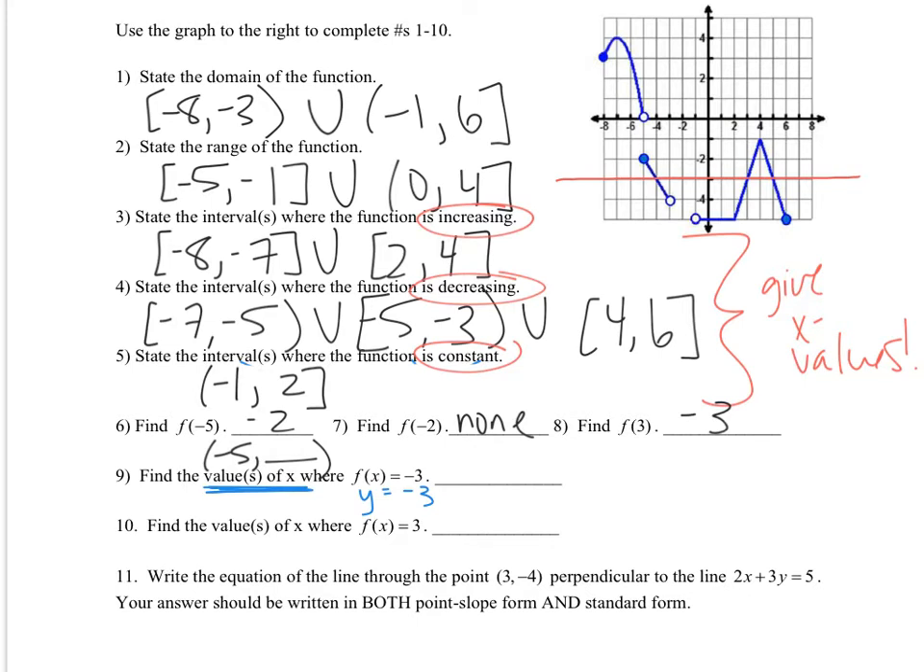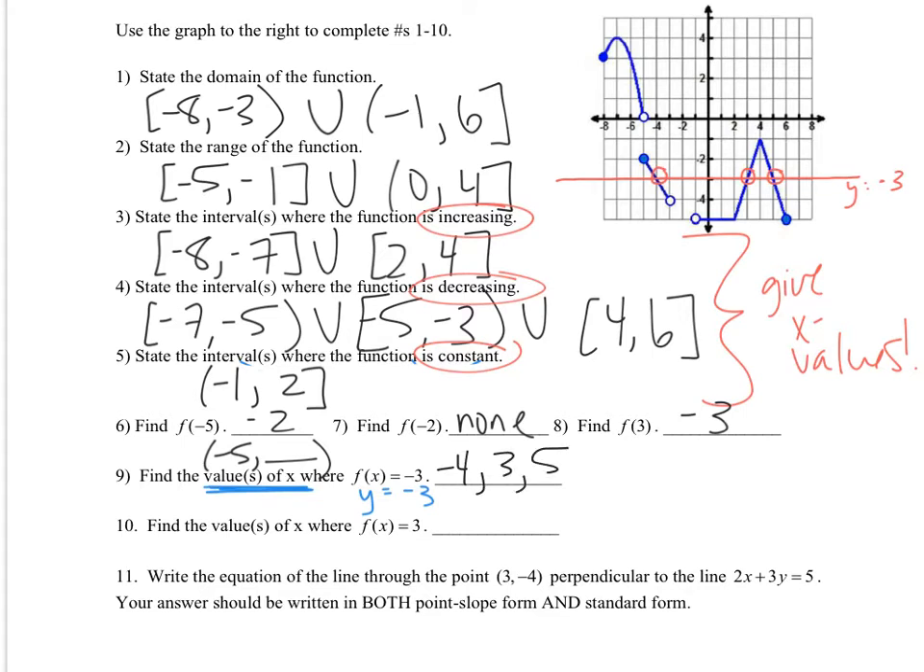When you draw the line y equals -3, where does it touch the graph? It touches the graph here, here, and here. So we actually have 3 answers. And so when y equals -3, it's asking me for the x value. So the x value here is -4, the x value here is 3, and the x value here is 5. So I have 3 different answers: -4, 3, 5.